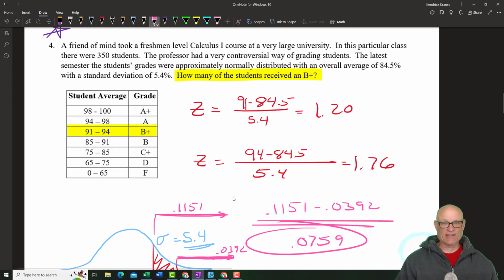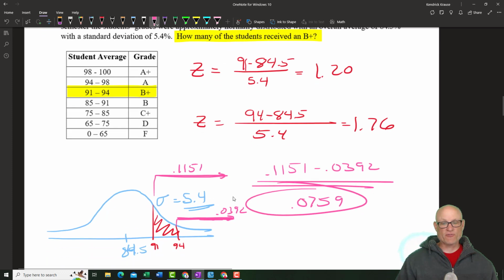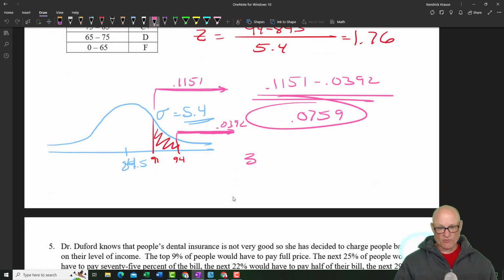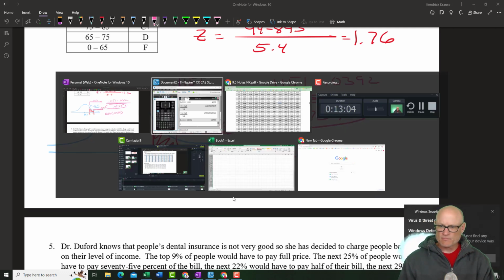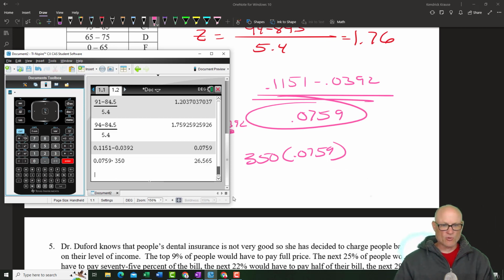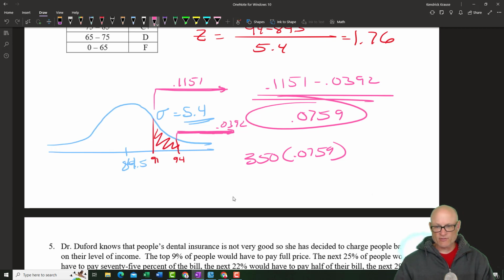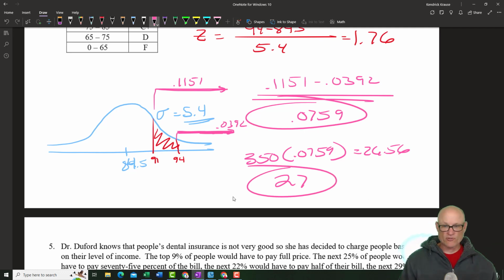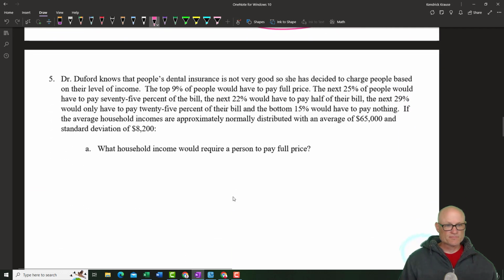The question said how many students received. Well, if we got 350 students, we're going to take this number, 350, and we're going to multiply by 0.0759. So I get 26.56. So the answer is 27 students. Just round it. 27 students.